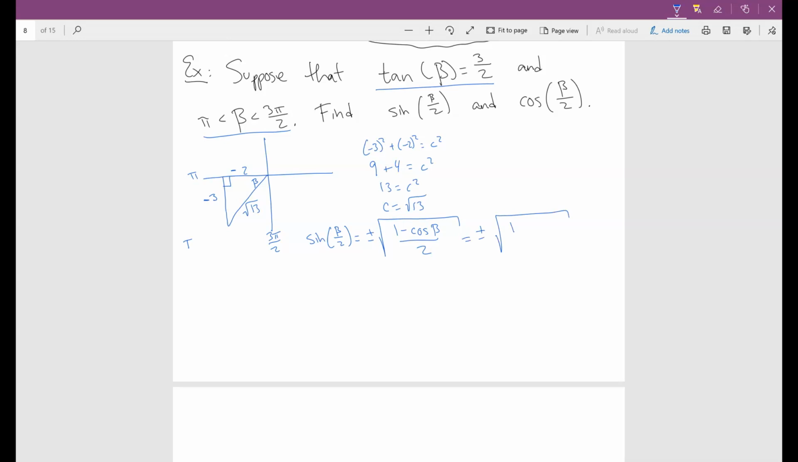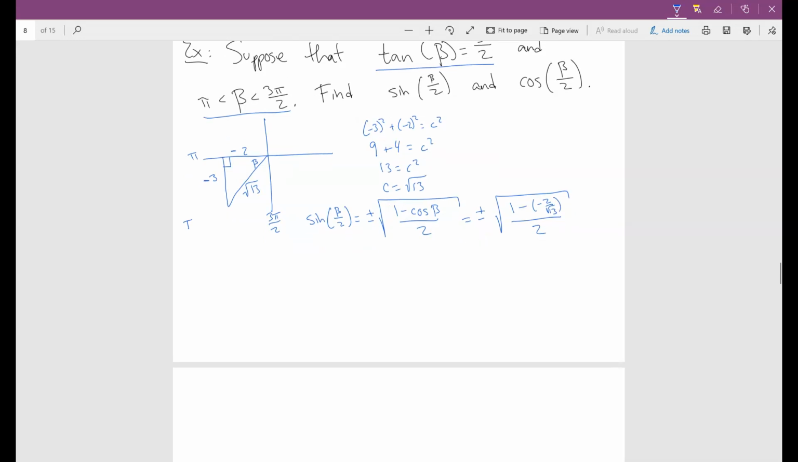So we got to do 1 minus cosine of beta. So cosine of beta is going to be the adjacent over the hypotenuse. That's going to be negative 2 over square root of 13, divided by 2. Okay, so this is going to give me plus or minus square root of 1 plus 2 over square root of 13, over 2. I can now make this a little bit nicer. So this is going to be plus or minus square root, so there's going to be square root of 13 over here, square root of 13 here, plus 2 over square root of 13, over 2.